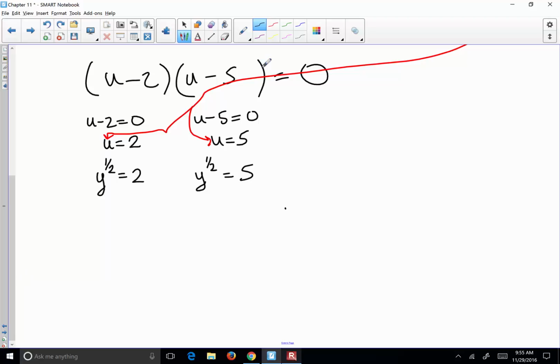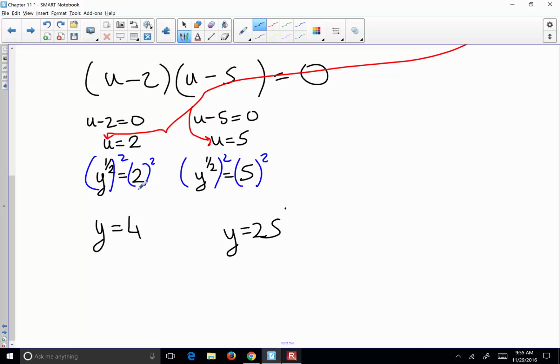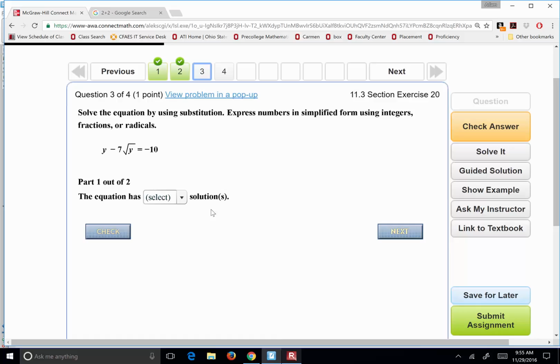Square root. Not square root, square. Yes, we will square both sides and that 1 over 2 will go because 2 times 1 over 2 is 1. So you have 4 and 25. 2 squared is 4, 5 squared is 25. What happened to 1 over 2 again? 1 over 2 times 2 turned into 1, so it's just y. Okay, 4 and 25. Two solutions.